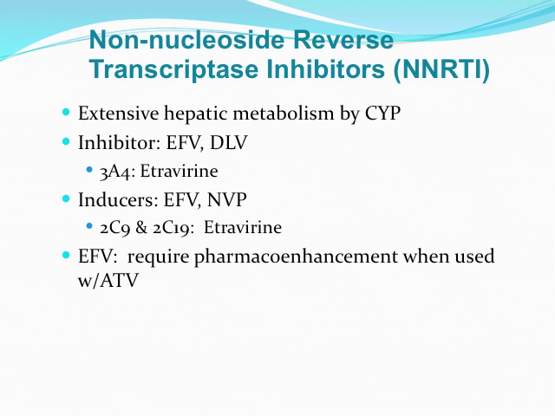With NNRTIs, again, this is an extensively hepatically metabolized class. It does go through CYP isoenzymes. Your inhibitors would be your efavirenz and delavirdine. And etravirine goes through the 3A4. It's an inducer at the 2C9 and 2C19. So this one's a little bit trickier. Sometimes it works as an inhibitor and sometimes it works as an inducer, depending on the isoenzyme.